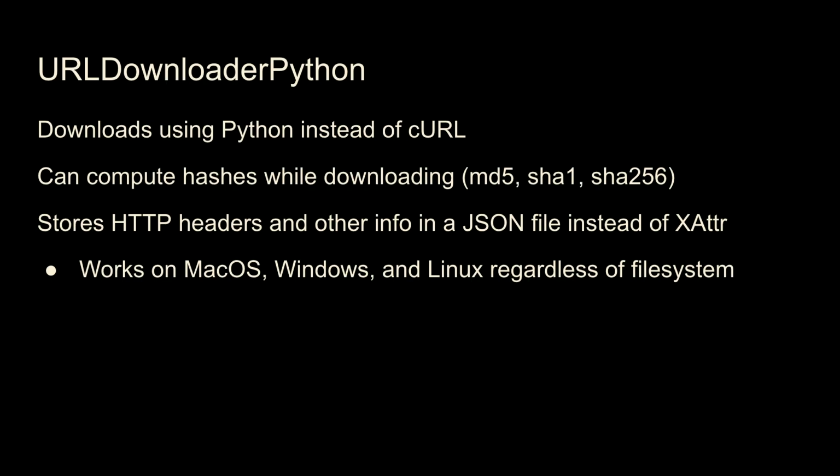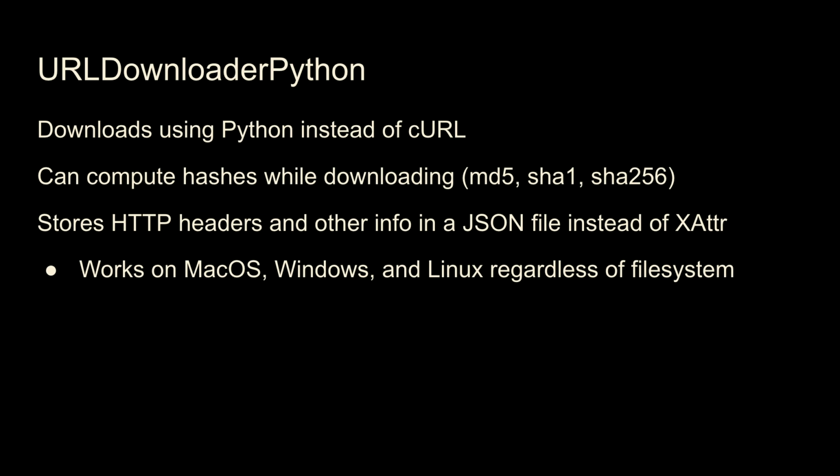And this processor instead stores it in a JSON file. The problem with using the file system attributes is it only works most of the time on Mac OS and some of the time on Linux and doesn't work on Windows at all, where this processor works equally well.